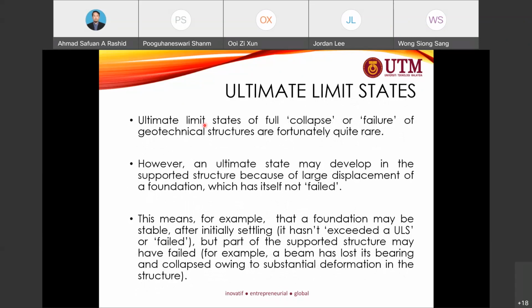So ULS, full collapse or failure of the technical structure, is fortunately quite rare. However, an ultimate state may develop in the supported structure because of large displacement of a foundation, which has itself not failed. This means, for example, that a foundation may be stable after initially settling. It has not exceeded a ULS or failed, but part of the supported structure may have failed. For example, a beam has lost its bearing and collapsed owing to substantial deformation in the structure.